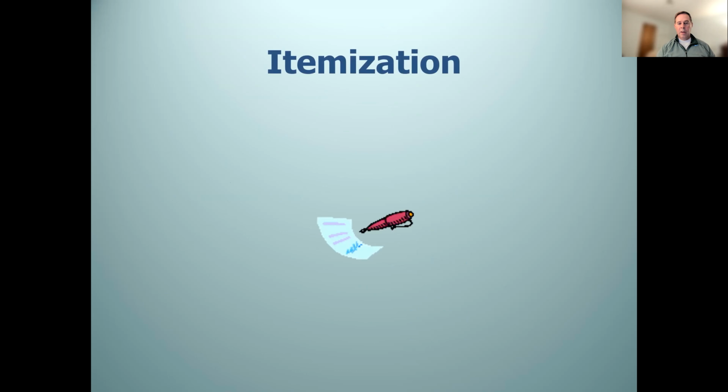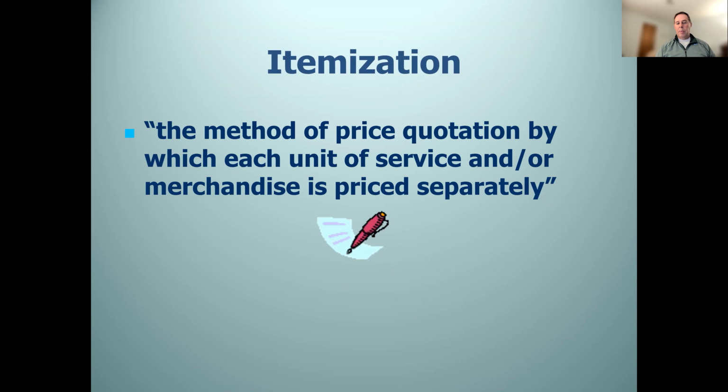So itemization is the method of price quotation by which each unit of service and or merchandise is priced separately. This is now required by the FTC, and early funeral homes, and in those days, undertakers, as they were called, were using some type of itemization, not to the same level probably that we do now. It wasn't required, but they did dabble into that to some degree.